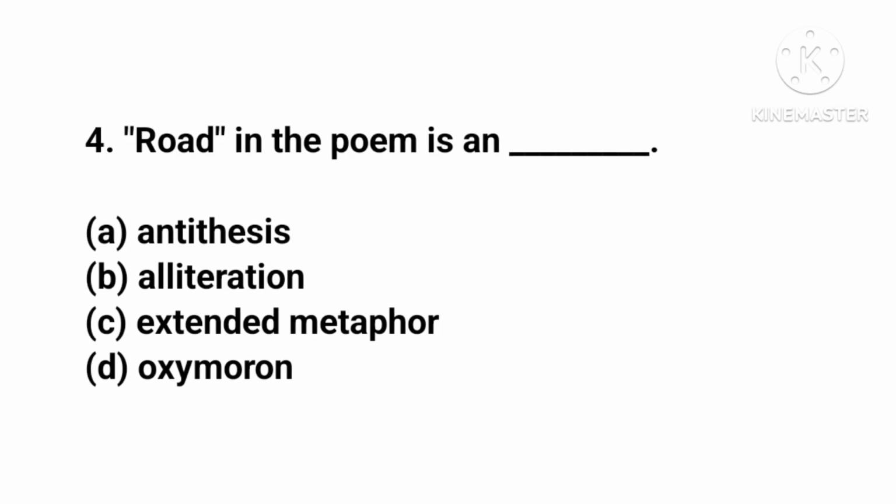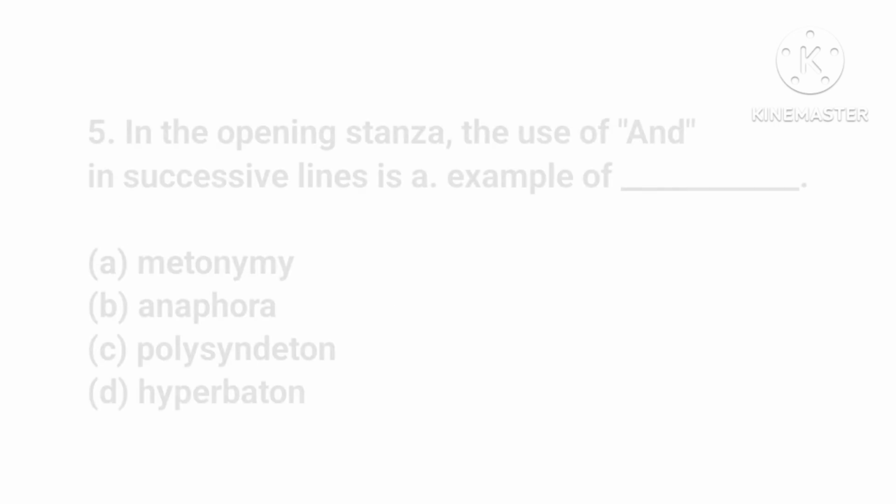Number 4. Road in the poem is an dash. Option A, antithesis. Option B, alliteration. Option C, extended metaphor. Or option D, oxymoron. Very good. Road in the poem is an extended metaphor.